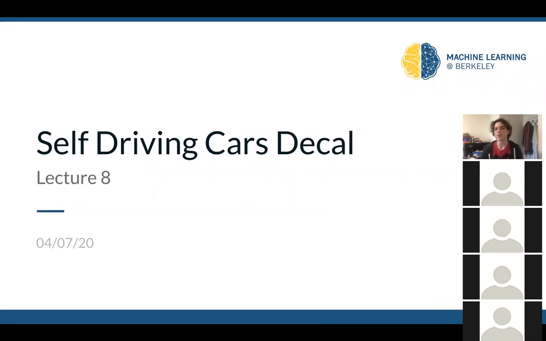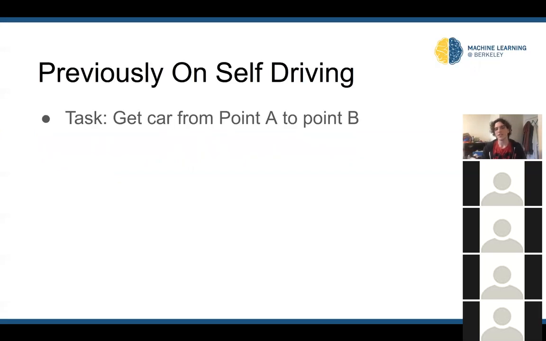And I'm hoping this lecture is going to be pretty interactive because we're going to have a live demo where we're going to try to derive the algorithm that we'll be using in the homework. So, previously, this whole task that we've been trying to do in this class is self-driving. Get a car from point A to point B autonomously.